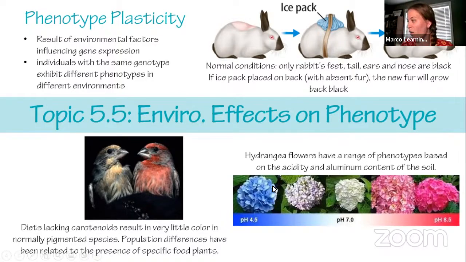So these hydrangeas all have the exact same genotype. So their genotype says to be whatever color they are. And so based on the acidity of the environment or based on the aluminum content in the environment, they're going to be between blue to pink. So even though they have the same genotype, completely different phenotype, that is phenomenal.